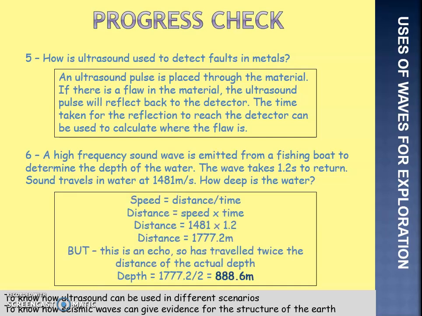So again, we go by that same method. Rearrange the equation of distance, speed times time. 1,481 times 1.2 gives us a distance of 1,777.2 meters. But because it's an echo, it's travelled twice the distance, it's gone there and back again. So we divide that distance by 2 to give us 888.6 meters.